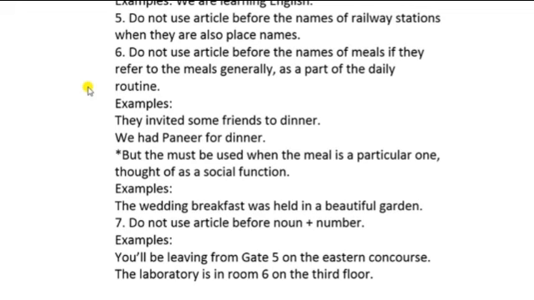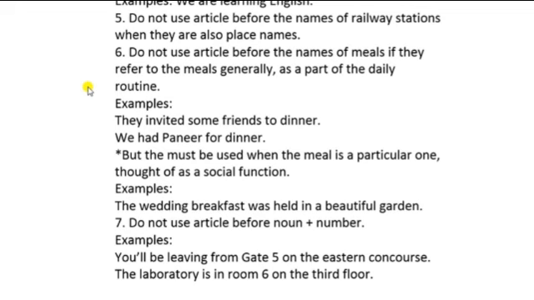And the last rule: do not use an article before a noun joined with a number. For example, gate 5, room 6, door 1. Before them we need not use an article because we are already giving the order, right?